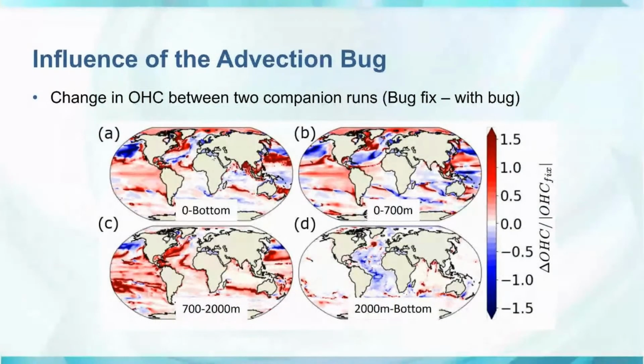So this is a plot that shows the percent change in ocean heat content uptake between the two runs I showed on the previous page. So this is defined as bug fix minus with the bug divided by the heat content fix. So what you can see is it's changed dramatically, but it just so happens that, for example, if you look in the top left panel, you'll see that we have some regions where you get much lower heat uptake accompanied by regions where you get much higher. And this happens to work out that you get very similar globally integrated values. But this does make a big difference.